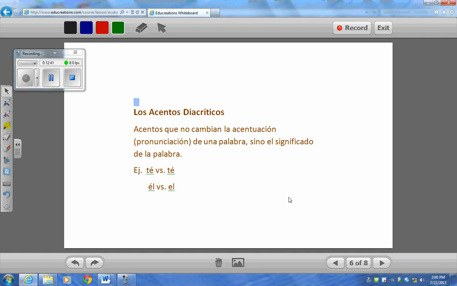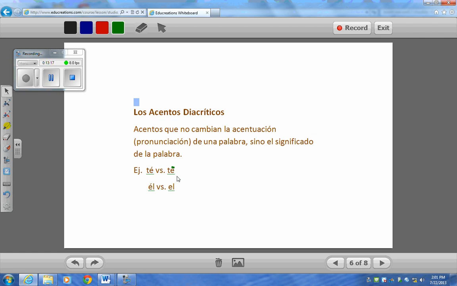Okay, let's move on to one last little point here, los acentos diacríticos. This is just kind of a little extra. Acentos que no cambian la acentuación o la pronunciación de una palabra, sino el significado de una palabra. Now, if you look at these words, it should be obvious. Most of them are going to be one-syllable words. There's only one way to pronounce a one-syllable word. So, what's the difference between te with an accent and te without an accent?